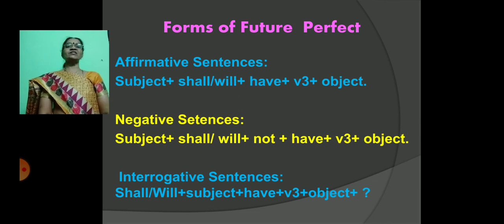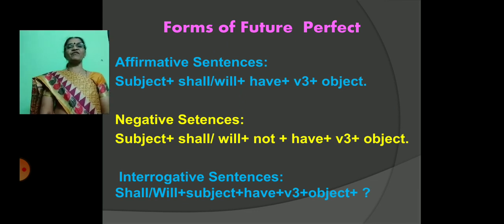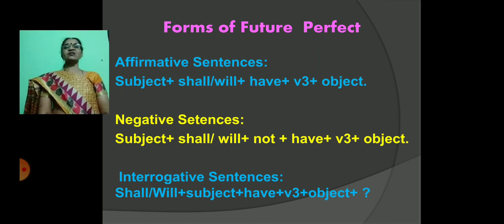Now the next tense is future perfect. And the forms for affirmative sentences: subject plus shall or will plus have plus V3 plus object. And for negative sentence it is subject plus shall or will plus not plus have plus V3 plus object. And for interrogative sentences it will be shall or will plus subject plus have plus V3 plus object.